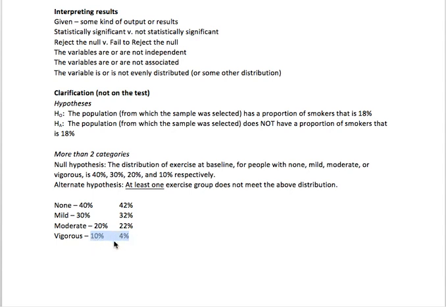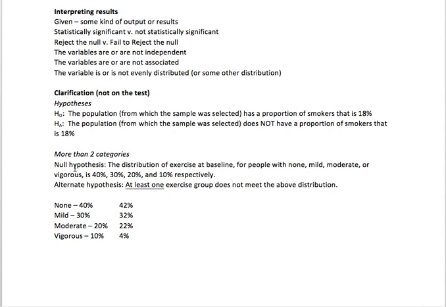That's a big change, and that may be enough of a change to trigger the chi-square test to say statistically significant, reject the null. Whereas these other ones, the 40, 30, 20, are not very different from their predicted percentages. So here's a situation where one of the exercise groups doesn't meet the above distribution, but the other three sort of do. And so that's why we say just at least one exercise group does not meet the above.